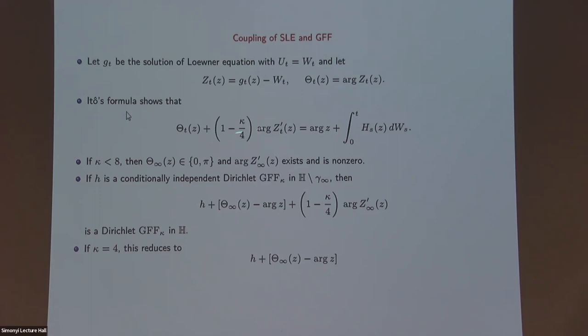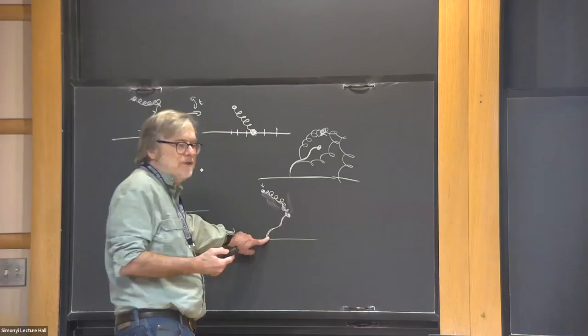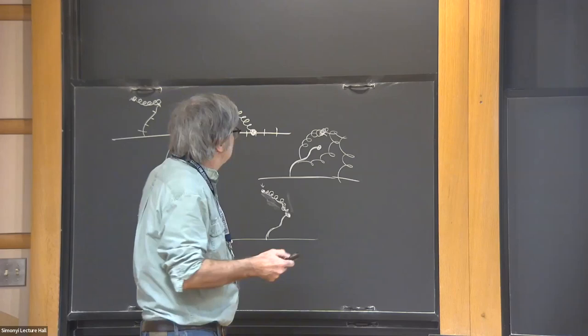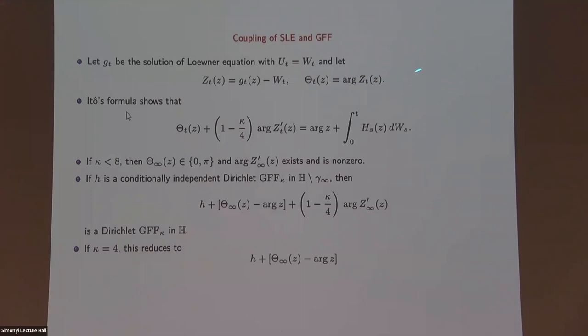When you couple it, there's a basic fact, and this is well known to the experts, but maybe not with this notation. So if I look at this Z_t of z, this is basically the image of z except normalized so that this point becomes zero. This is zero here. And I look at the argument of it. You just do Ito's formula, and you're careful with your Ito's formula, and you actually see what the martingale term is. The martingale term is exactly the value of the field at that point. So the argument of where you are plus a correction equals the argument of where you start plus the value of the field on the curve that you've seen. I'll just say, at least if kappa is less than 8, this guy has a limit and is a non-zero argument.